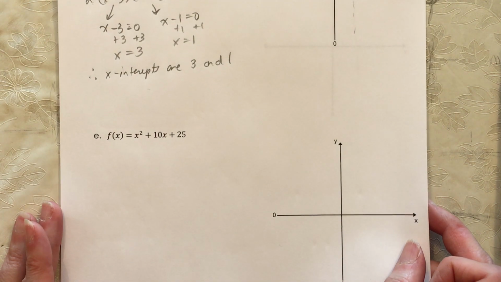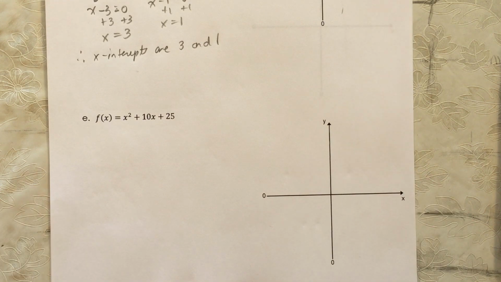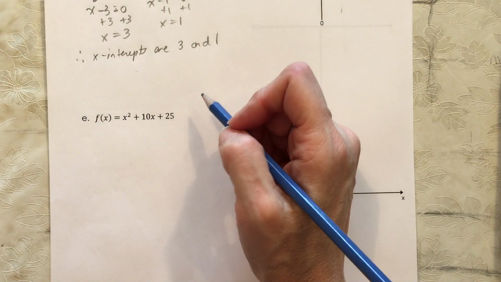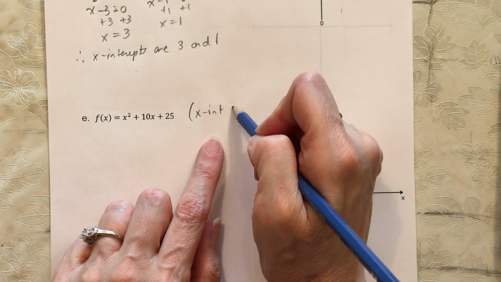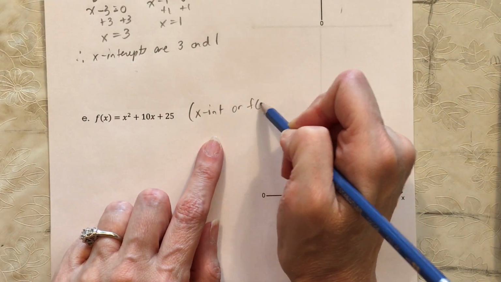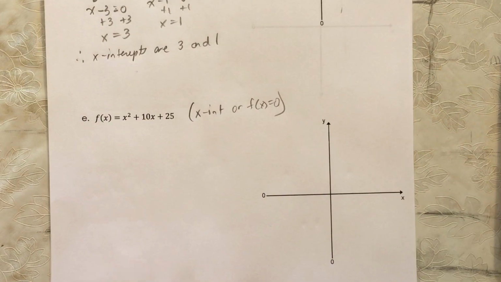Okay, and E, find the x-intercepts. I'm using function notation, which is fine. So for x-intercepts, y equals 0, or instead of saying y equals 0, we can say f of x equals 0. They're using function notation.